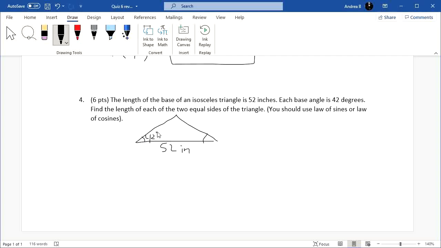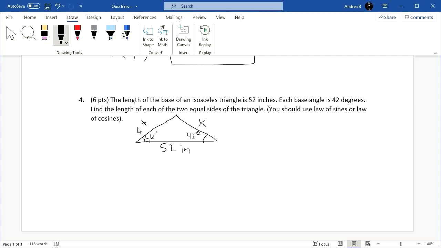And then we're trying to figure out what the length of those sides are on the isosceles triangle. So we're trying to figure out the length of each of those 2 equal sides for that isosceles triangle. So both of those are the same because remember, isosceles triangles have 2 sides that are equal or congruent to each other. And we need to use law of sines or law of cosines.